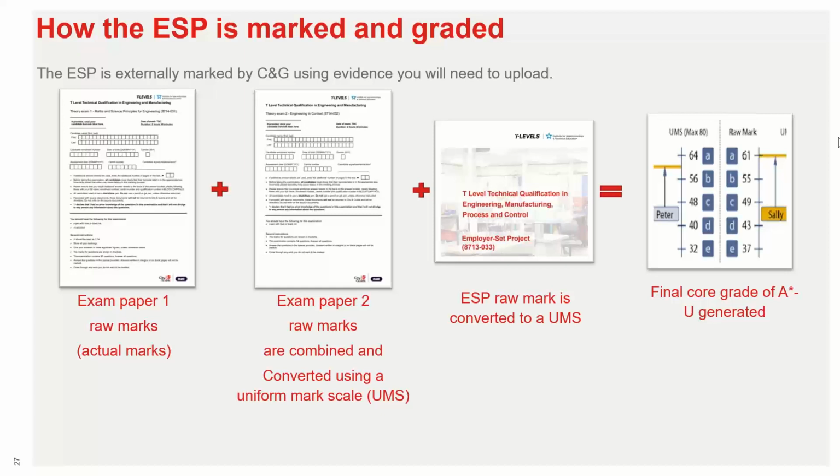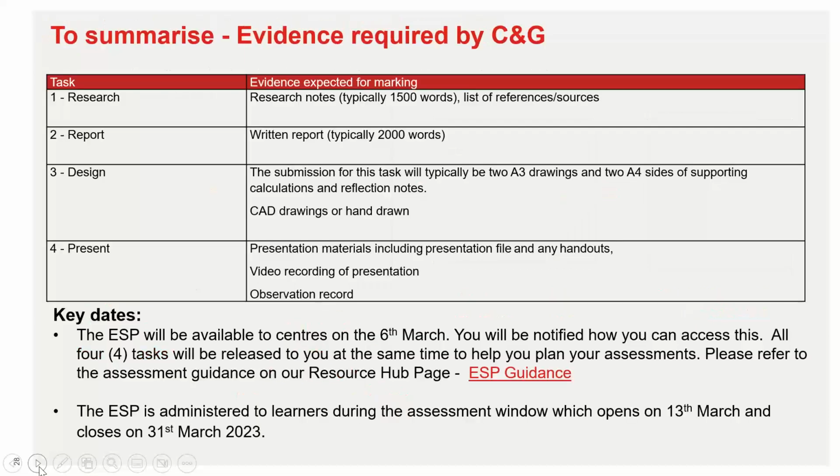Then the marks for the core exam and the ESP, the UMS marks, are aggregated together, and that then produces a final UMS score, which is an overall A star to U grade, where U is unclassified, for the core component. For the ESP, each candidate will get their raw mark. They'll also get their UMS mark, and they'll get their ESP assessment grade, which would be A star, hopefully, as well as getting the overall core component grade. So it just gives you a very brief overview of how those are aggregated and how those marks are awarded.